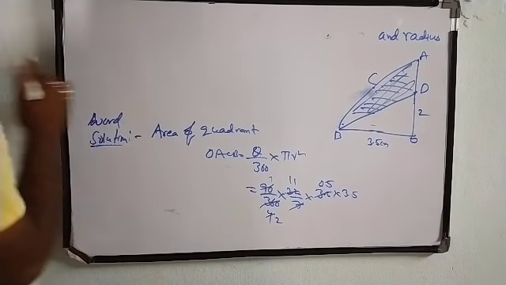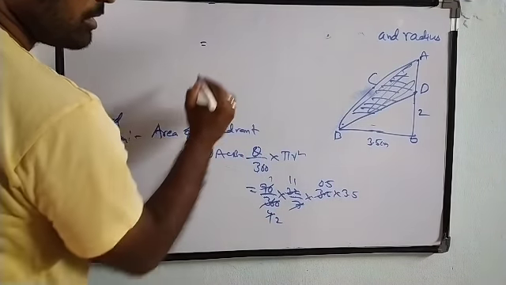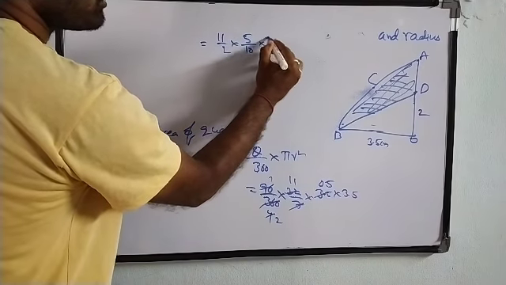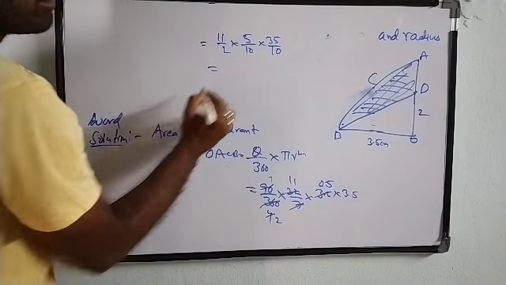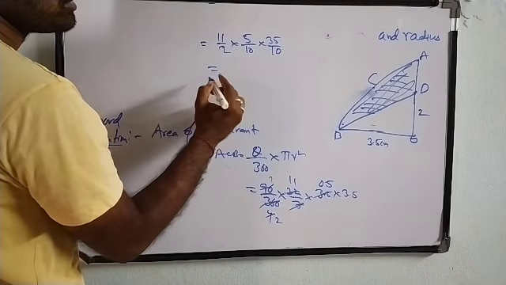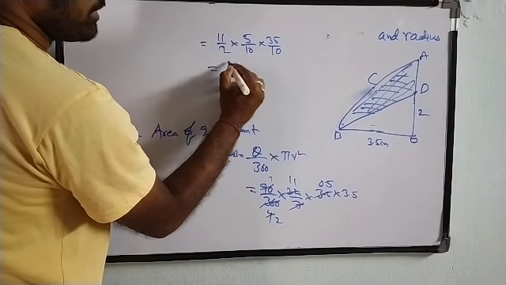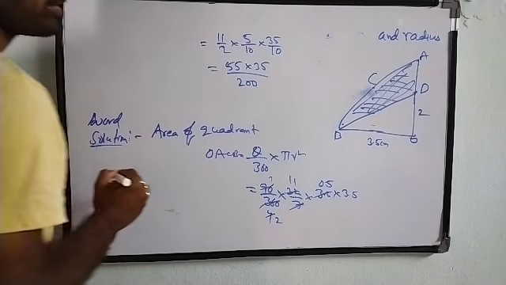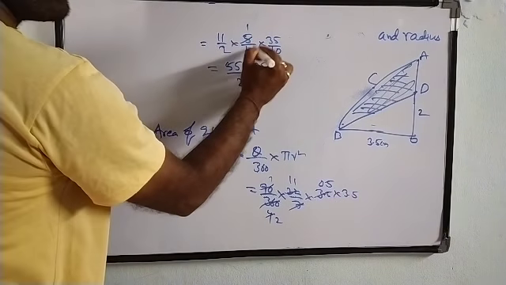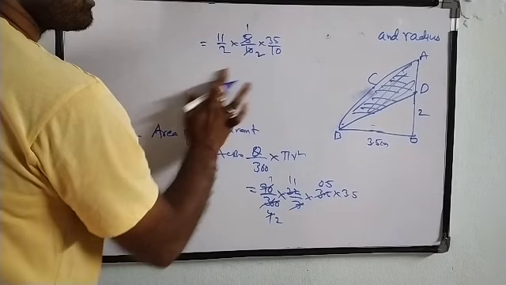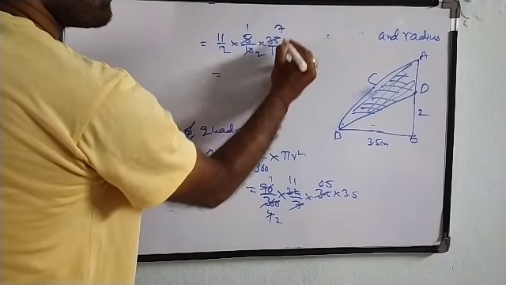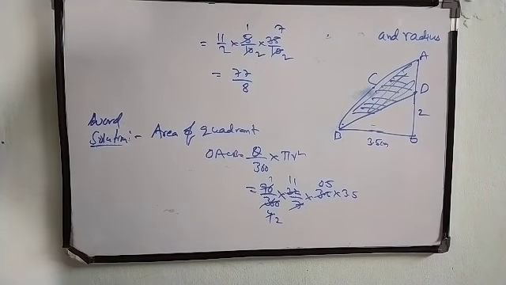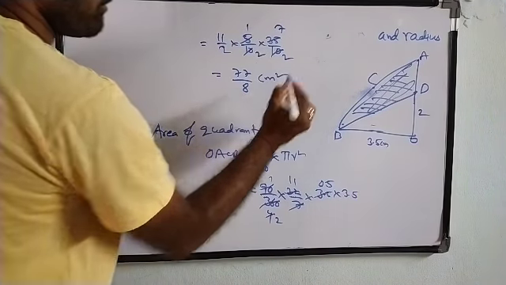So we can further write the step as 11 by 2 into 5 by 10 into 35 by 10. So we can write it as 55 into 35 by 200. Or else, 5 1s, 5 2s, we can make simplification further. And 5 7s, 5 2s. So 77 by 8. So this is the simplified one. So that is the area of the quadrant.